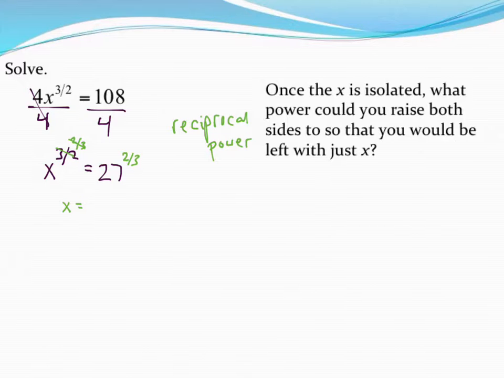a fractional exponent is just a fancy way of writing a root with a power. 3 represents the root, and then 2 represents the power. So if I want to do this by hand, the cube root of 27 is 3, and then 3 squared gets me 9. So the solution to this should be x equals 9.